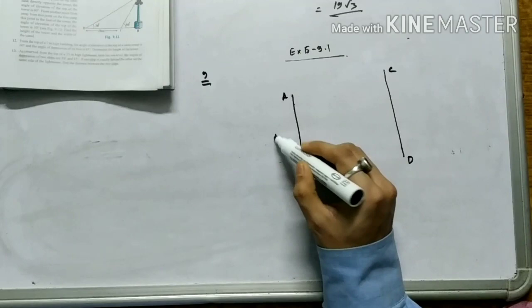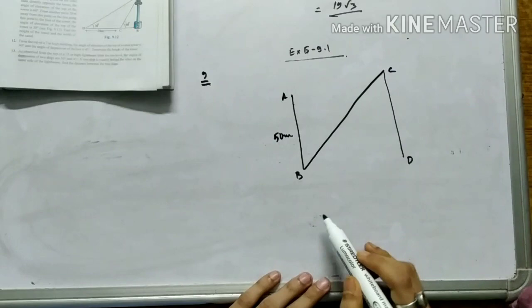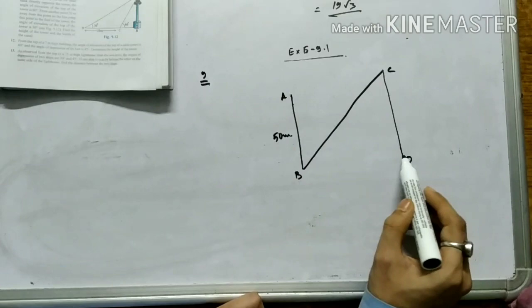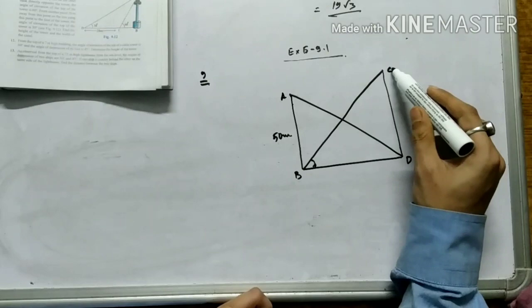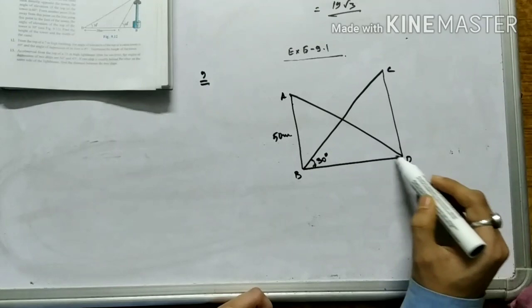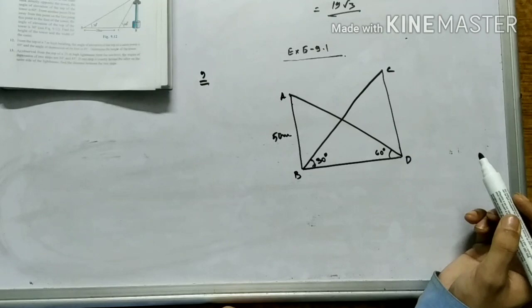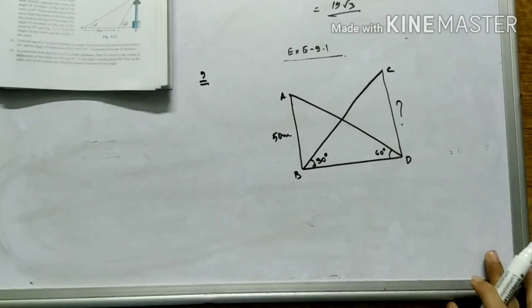The angle of elevation of the top of the building from the foot of the tower is given as 30 degree, and the angle of elevation of the top of the tower from the foot of the building is given as 60 degree. The height of the tower is given as 50 meter. Find the height of the building. CD I have to find. Okay, height of the building, CD I have to find.